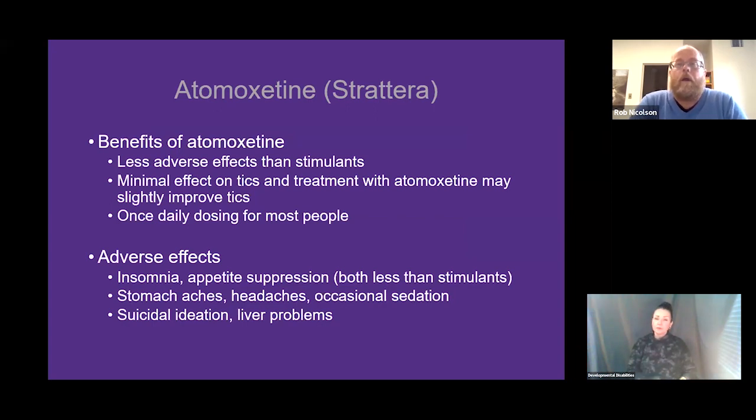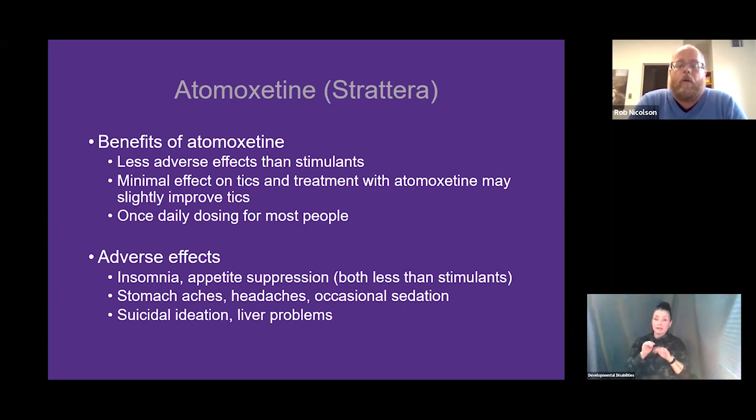I think that my opinion about Strattera goes back and forth. Some days I think it's great, and other days I think it's a very expensive placebo. But certainly it has fewer adverse effects than stimulants, which for some people may be a significant issue. It definitely doesn't worsen tics, and it can be given once daily.